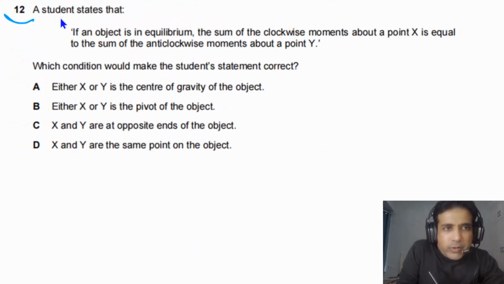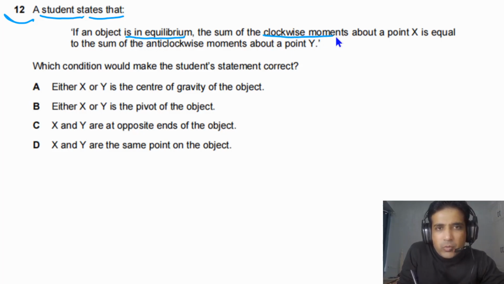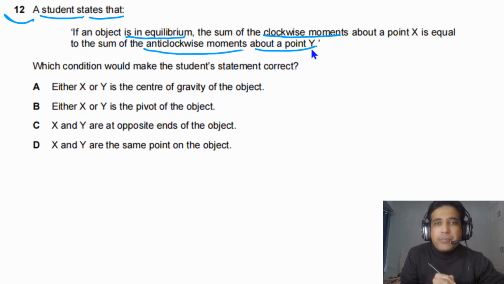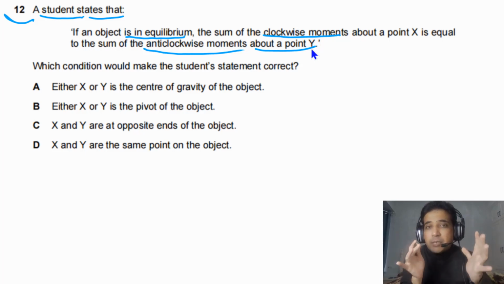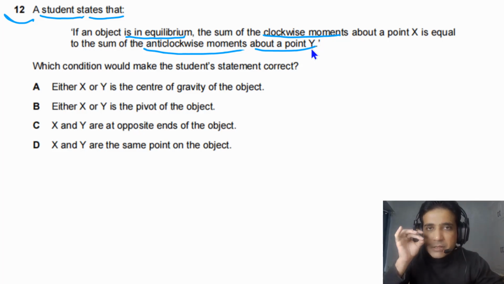For question number 12, it is given to us that a student states that if an object is in equilibrium, the sum of clockwise moments about point X is equal to the sum of anti-clockwise moments about a point Y. In this case, the object cannot be in equilibrium. An object is in equilibrium if the sum of clockwise moments and the sum of anti-clockwise moments about the same point are equal. So then the object can be in equilibrium.